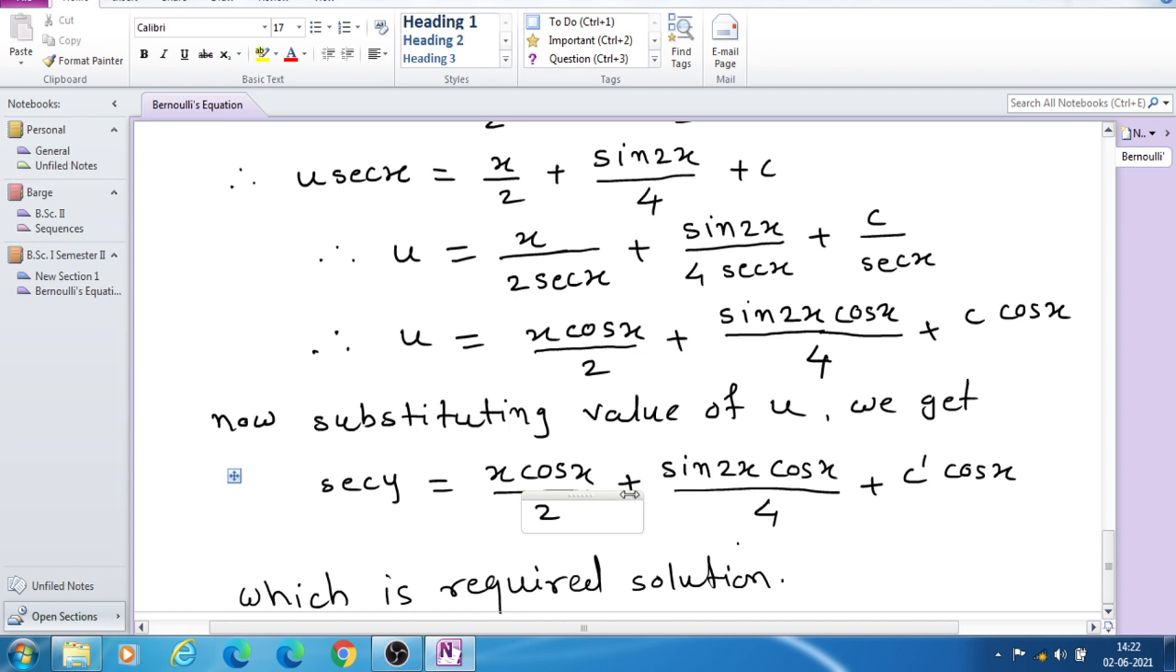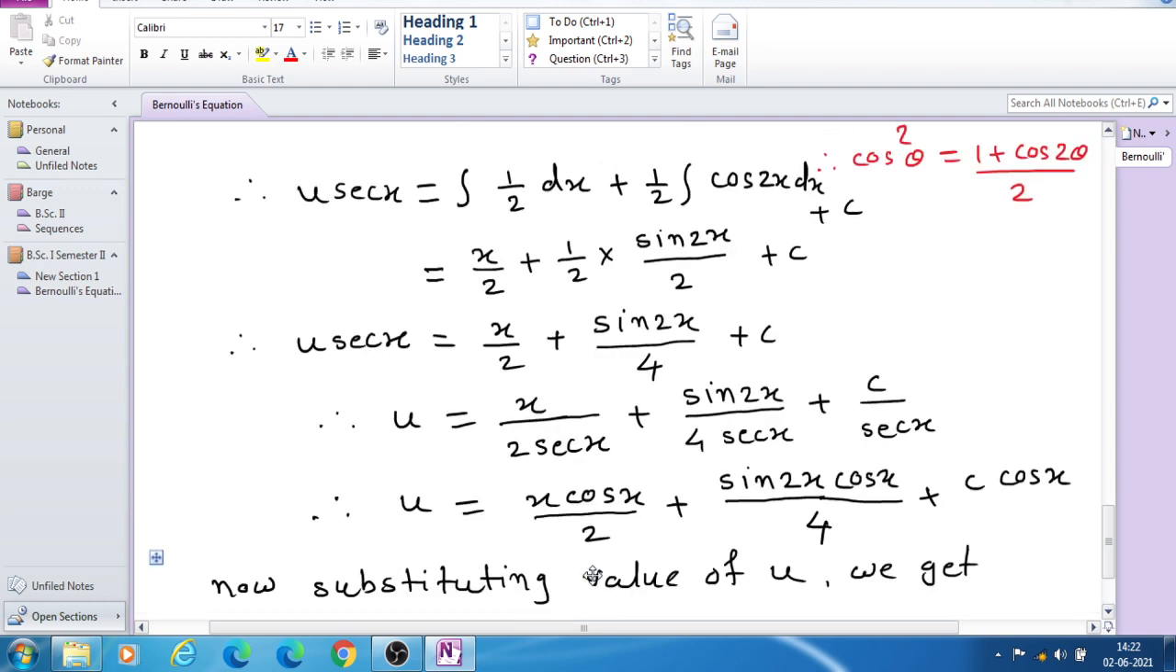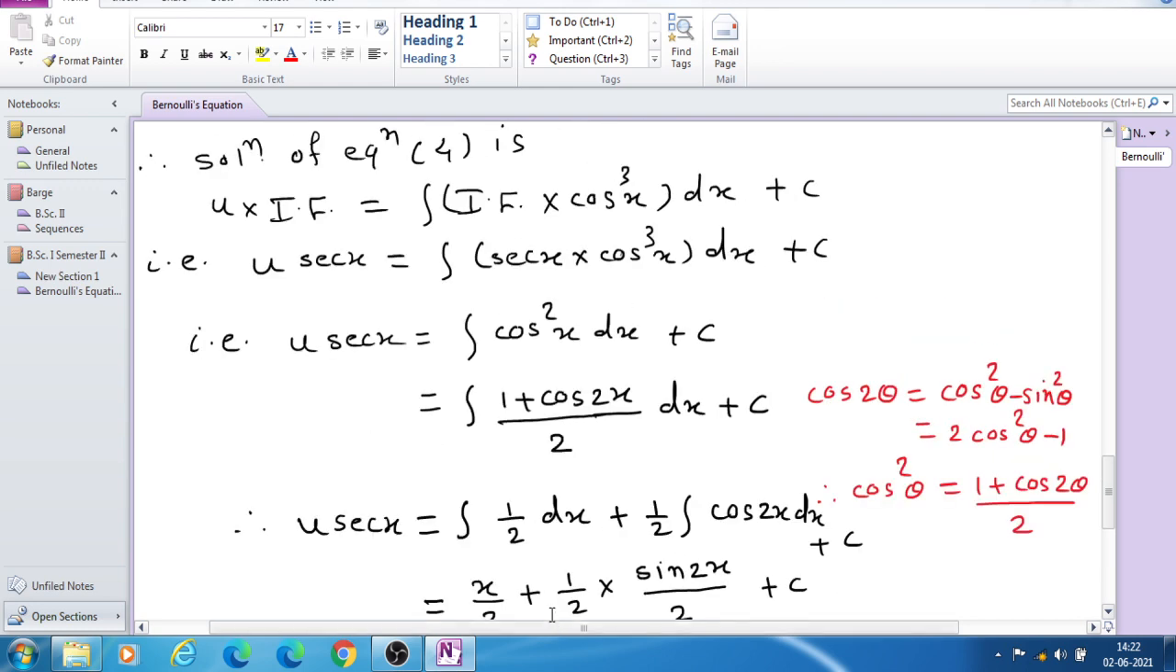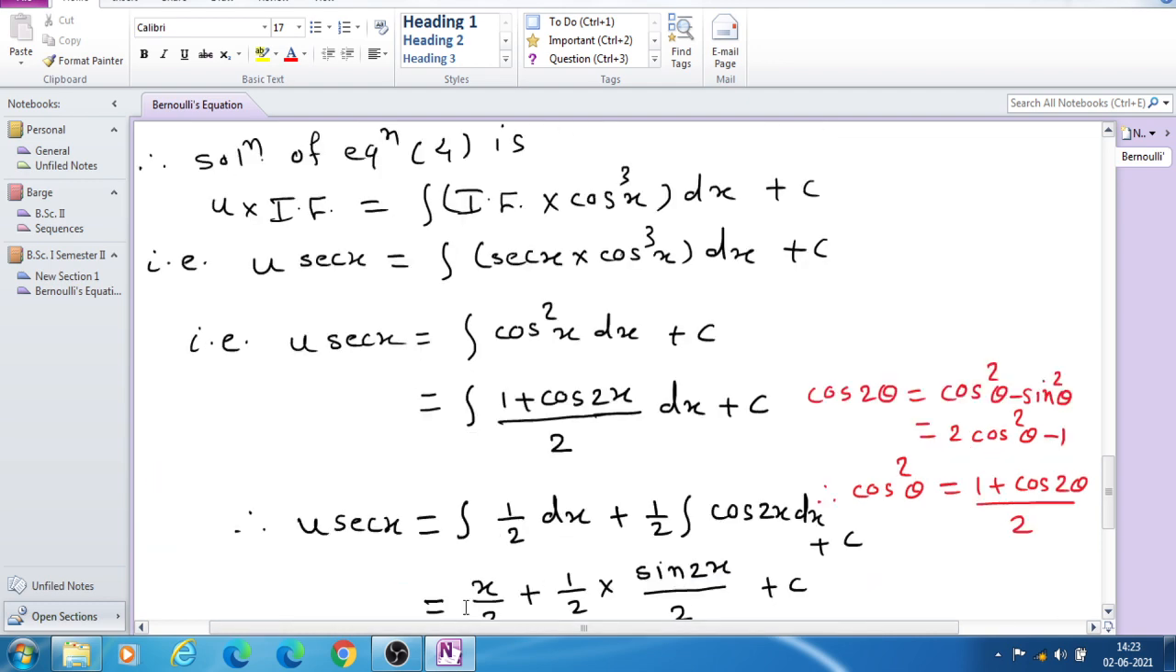So this is method of solution. If we understand method of solution of linear differential equation, then this is easy to solve Bernoulli's equations. Only convert that equation in linear differential equation. So we stop here.